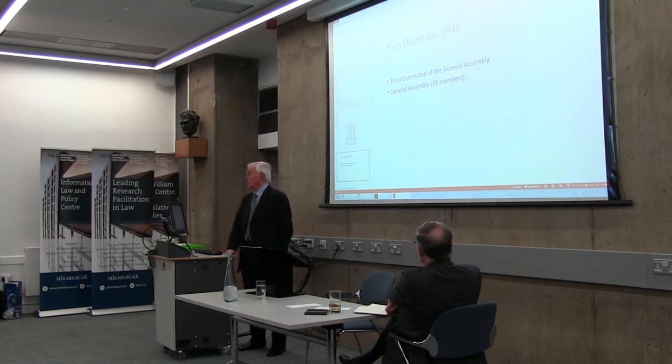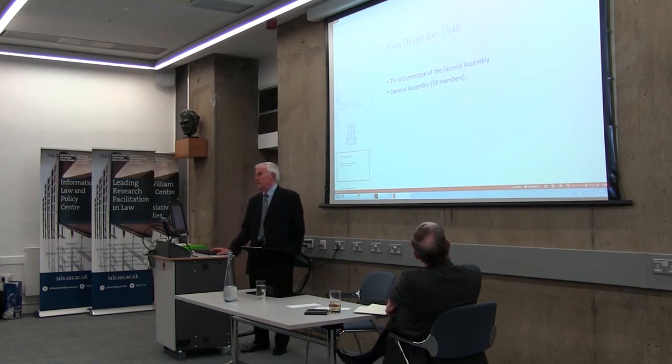Which then was referred to the General Assembly of then 58 members. The General Assembly voted. Among other things, it voted about whether to have a vote. And one footnote is that in the vote on whether to have a vote, Canada abstained.